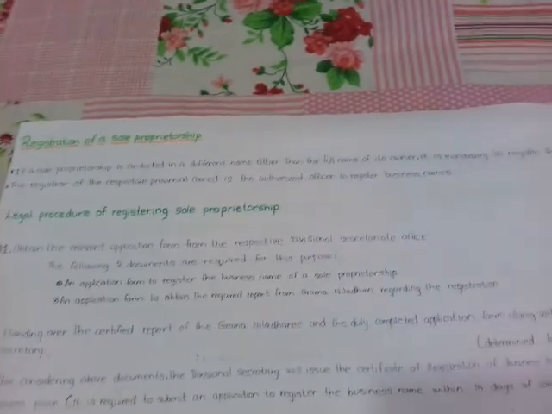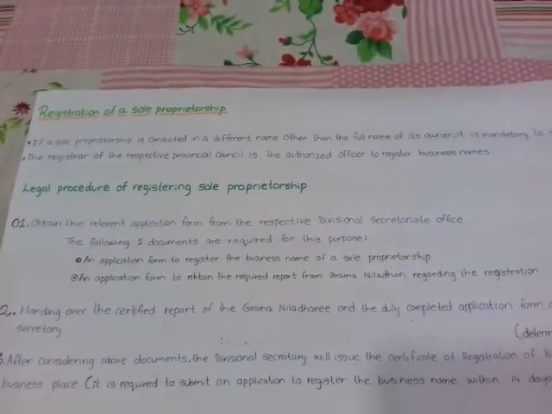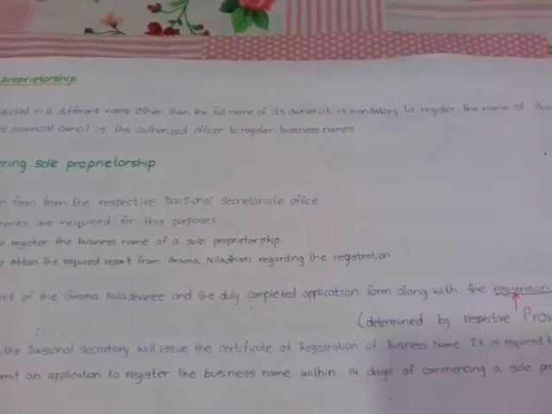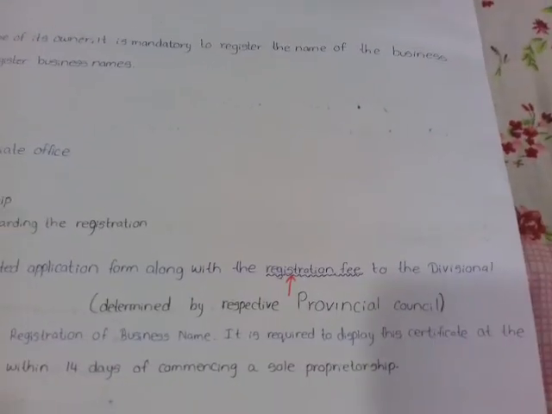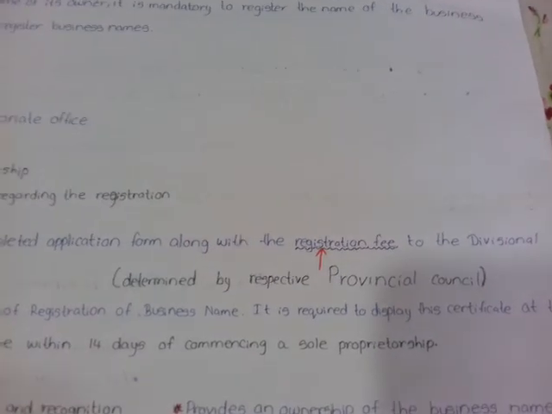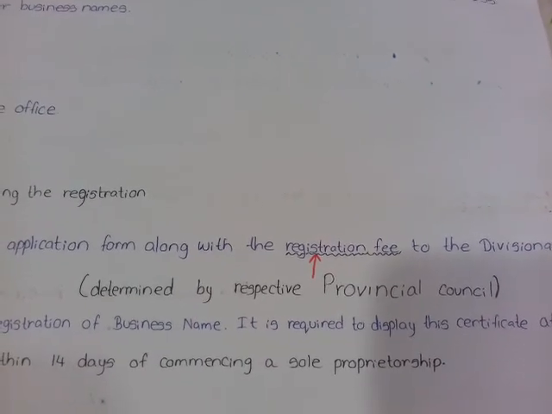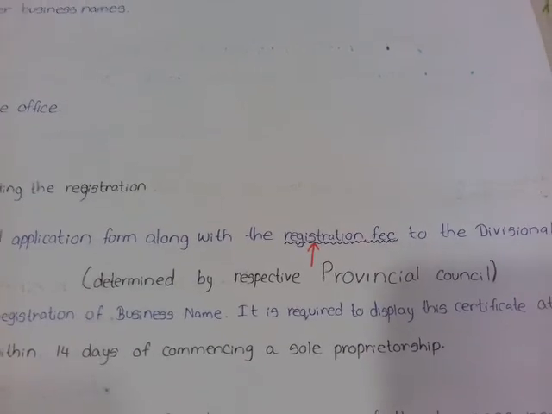So the next step, the second step is handing over the certified report to the Grama Niladhari and duly completed application form along with the registration fee of the divisional secretary. So in here I have underlined the registration fee because the registration fee is determined by the respective provincial council.